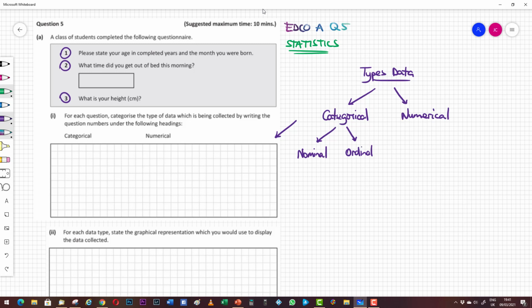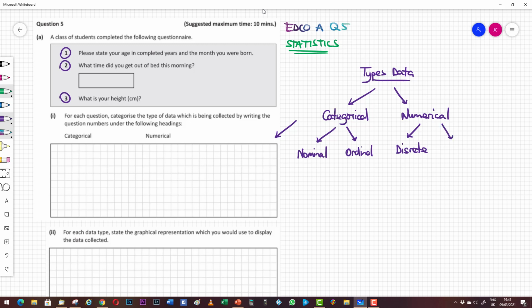Numerical data can be split into two categories. We can have discrete numerical data, which is questions that can be answered with numbers, where we have a whole number answer. So how many brothers or sisters do you have? You would have 2 or 3 or 4, it would be a whole number.